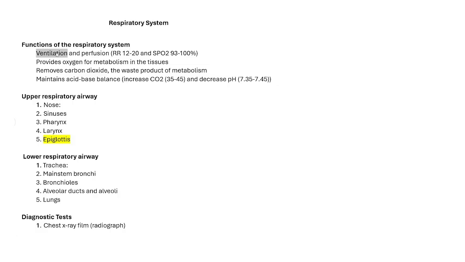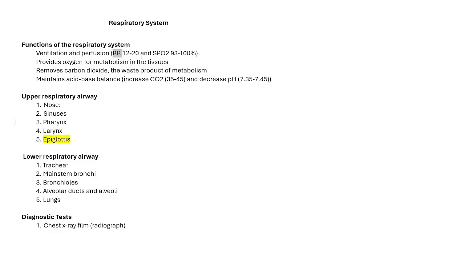So, what is ventilation? Ventilation is the movement of oxygen into the person, which is the process of inspiration, and then we breathe out the carbon dioxide, which is the end product of metabolism. How do you know if ventilation is working? You know that by checking the respiratory rate. The adult respiratory rate normal range is 12 to 20.